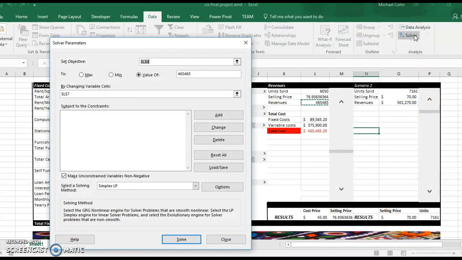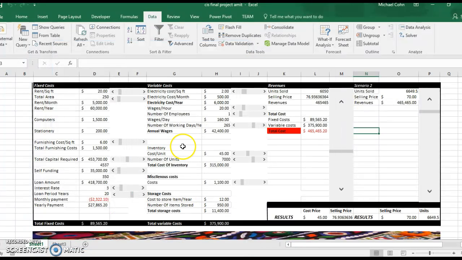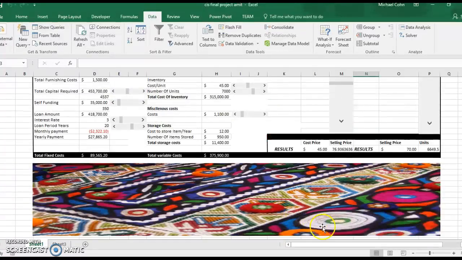So we can again decide how many units we need to sell if we have a selling price of $70. So again, we can go to Solver and set the objective to revenues, set to the value of total cost, and we can adjust it by changing the number of units sold. So again, you can say solve, and we realize that to achieve the break even at the new price of $70, we need to sell roughly 6,600 units, or 600 units more than at the earlier price.